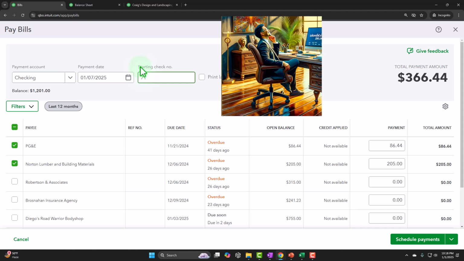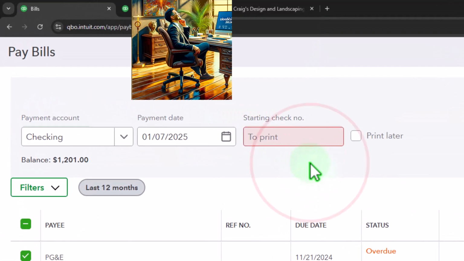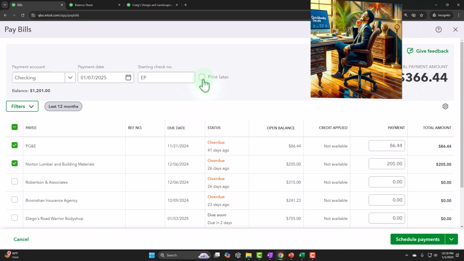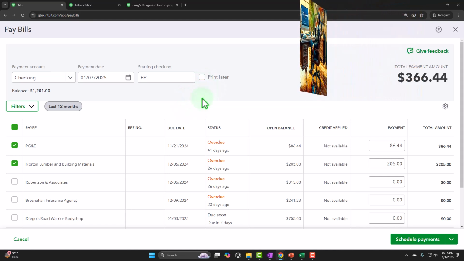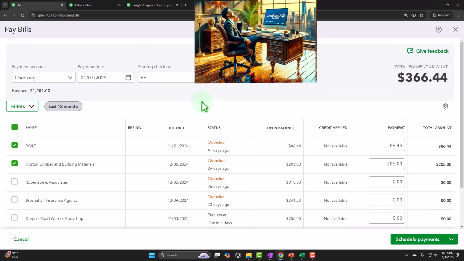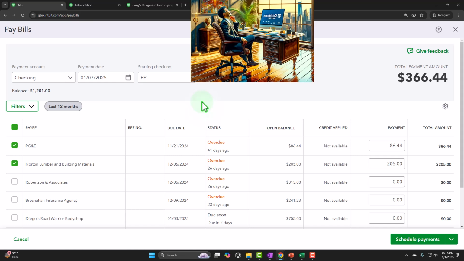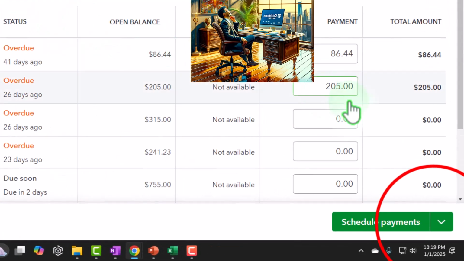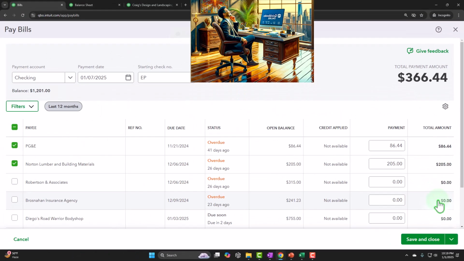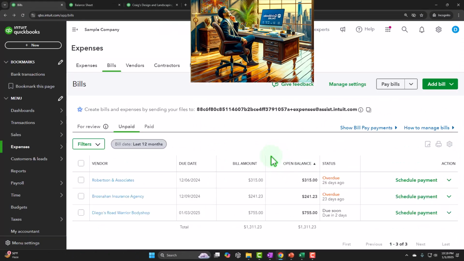A lot of people won't be physically writing checks, so you might not, in essence, have a check number. So I'm going to put in this field just EP for an electronic payment. And then if you're going to print the checks later, you could check that off and then print them later so that you could still record the transactions and keep doing your bookkeeping process. But I'm going to keep it here, and then once again, I'll hit the drop down and say that I'm going to save and close it. And then it's going to record those 3 transactions.